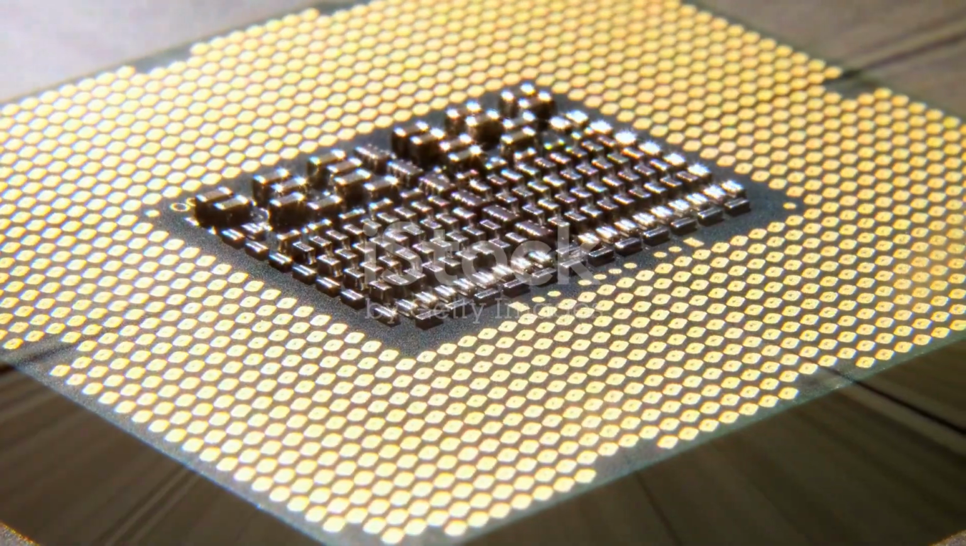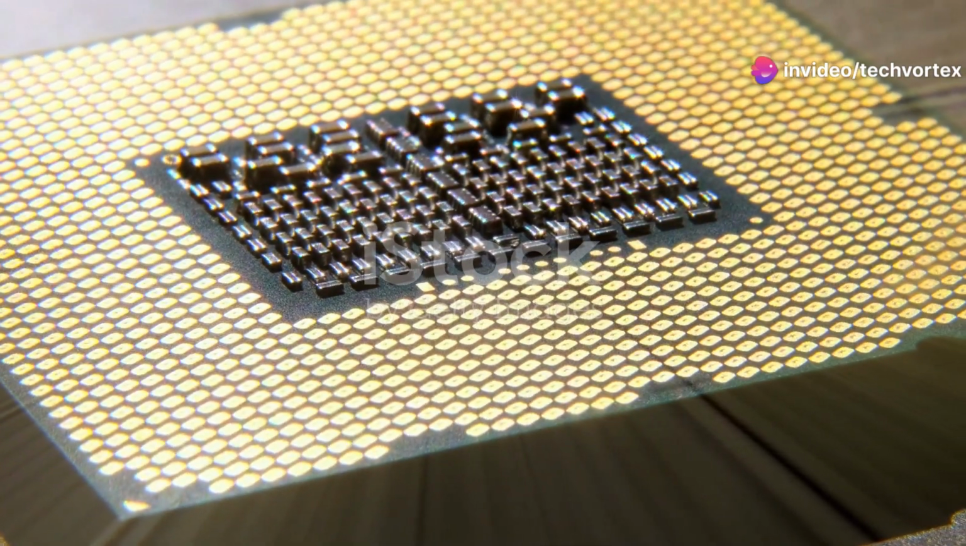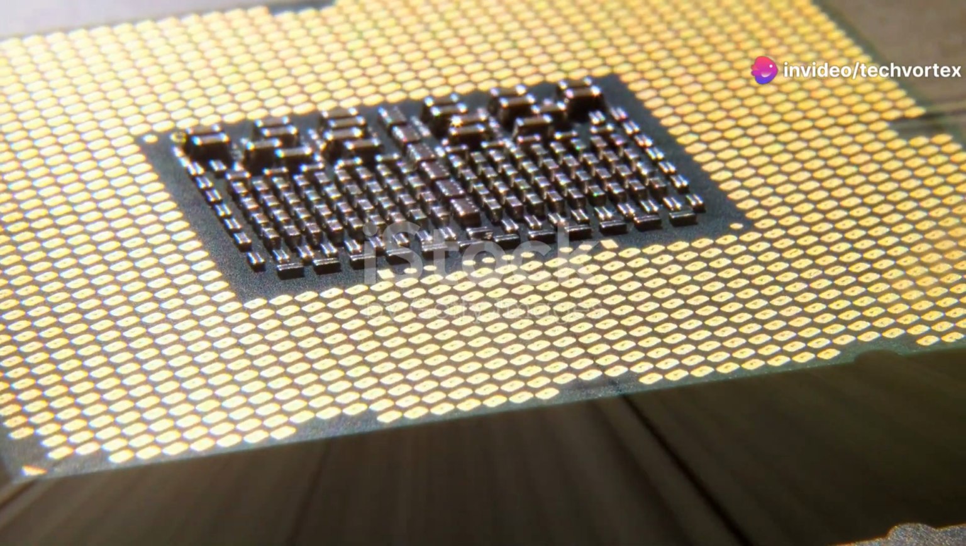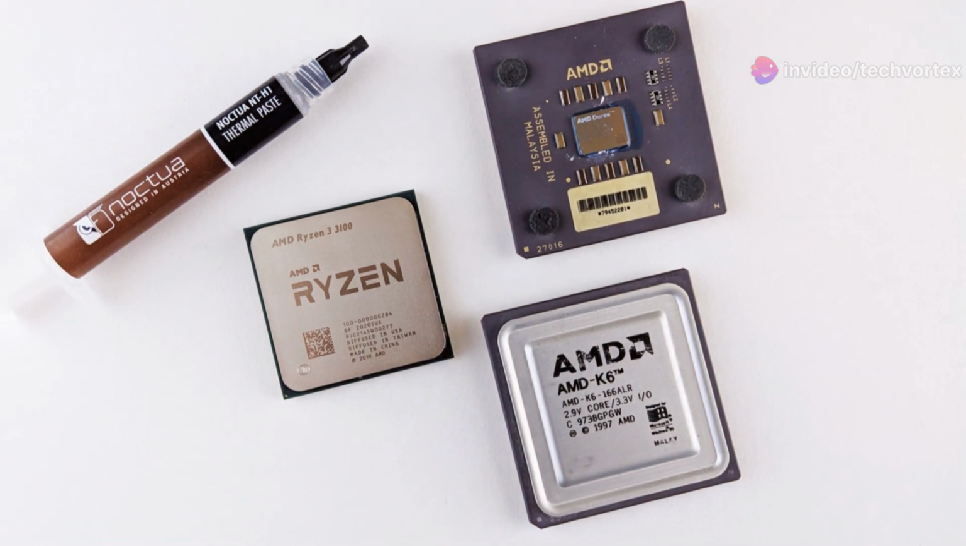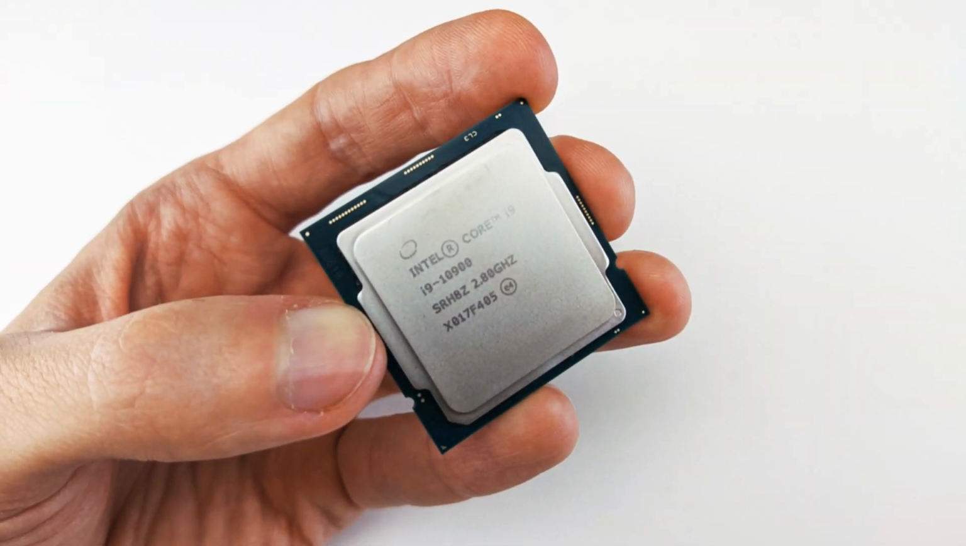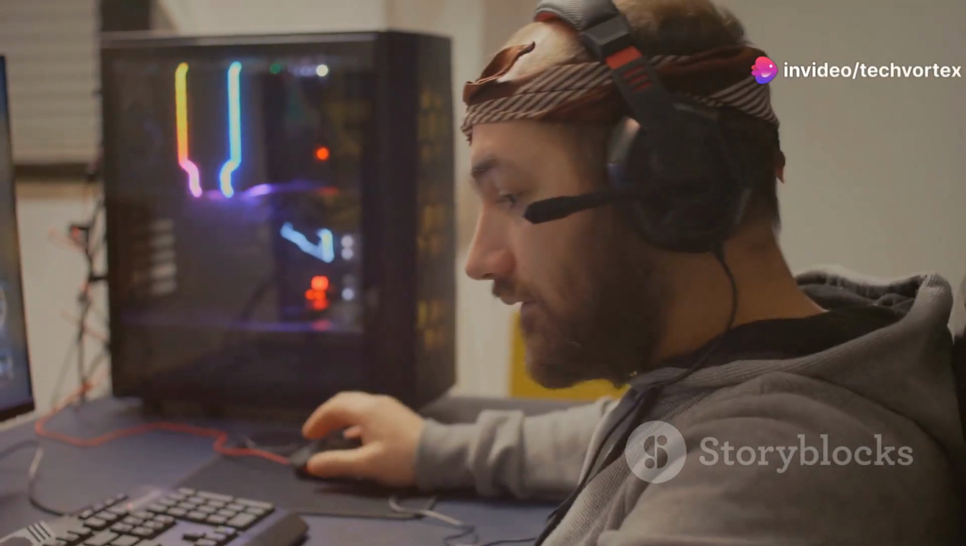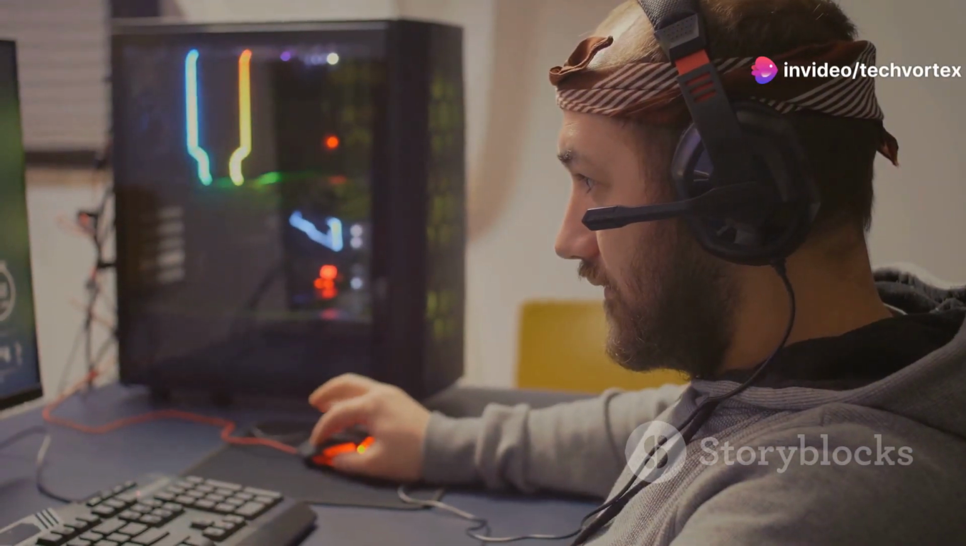Section 7. Price Wars – Value for Money. The price-to-performance ratio is crucial when choosing a CPU. The Intel i9-14900K typically retails at a lower price point than the Ryzen 9 7950X3D. This makes it an attractive option for budget-conscious gamers and content creators.